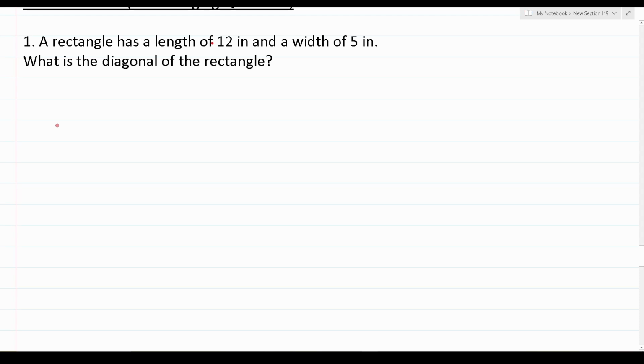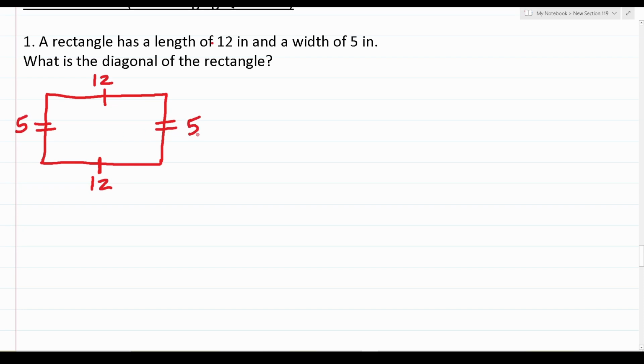So you might be saying to yourself, how am I going to figure out what this is using my knowledge of triangles? Well, let's make a sketch here. First, let's sketch a rectangle since we know that's what we're dealing with. And you should know some properties of rectangles. Notably, this length of this rectangle is the same as this length, and this width of the rectangle is the same as this width. So according to the problem, this is 12, which means that this is 12. This is 5, which means that this is 5.